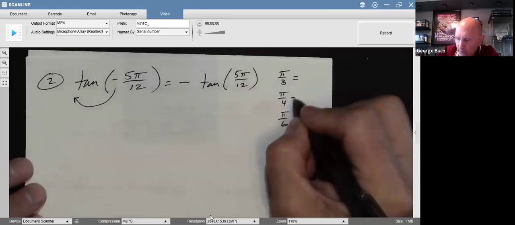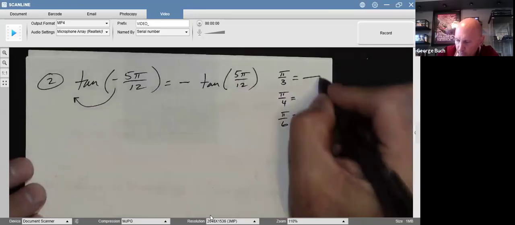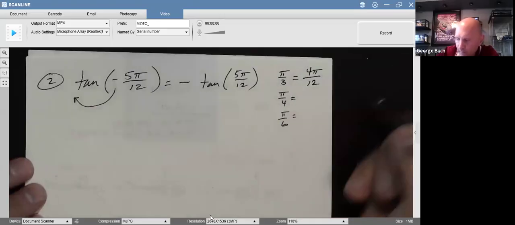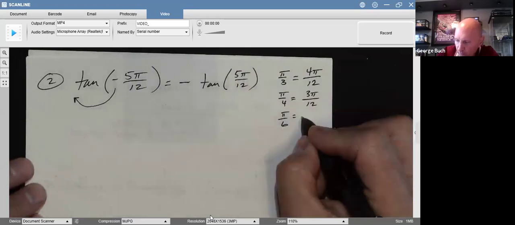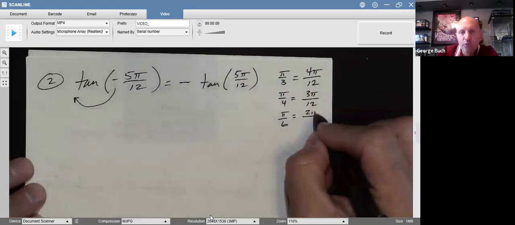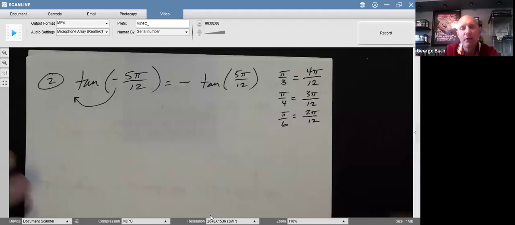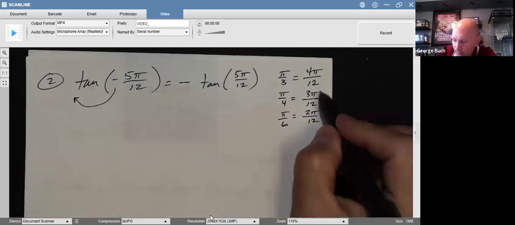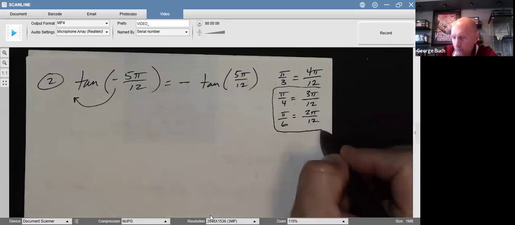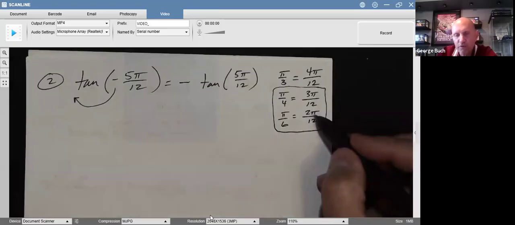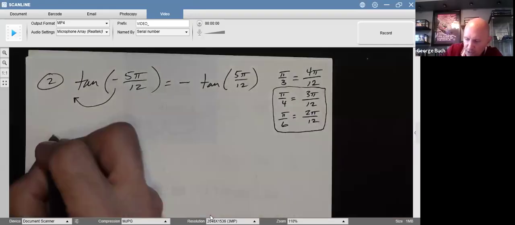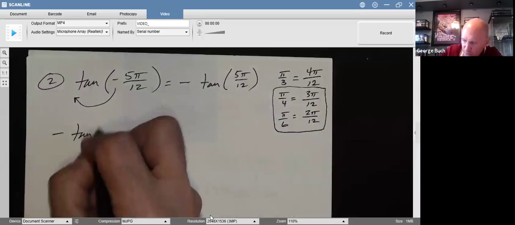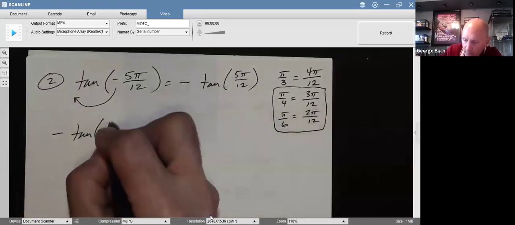So if I convert these all to have a denominator of 12, this is what? This is 4 pi over 12. And this one is what? This is 3 pi over 12. And this one is what? 2 pi over 12. So now can I add or subtract any of these that will get me 5 pi? Well, of course, it's these two, right? 3 pi over 12 plus 2 pi over 12 is 5 pi over 12. So I can rewrite this problem as negative tangent of these two guys, which is pi over 4 plus pi over 6.